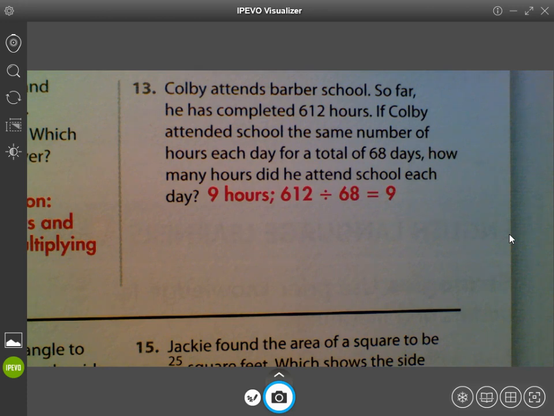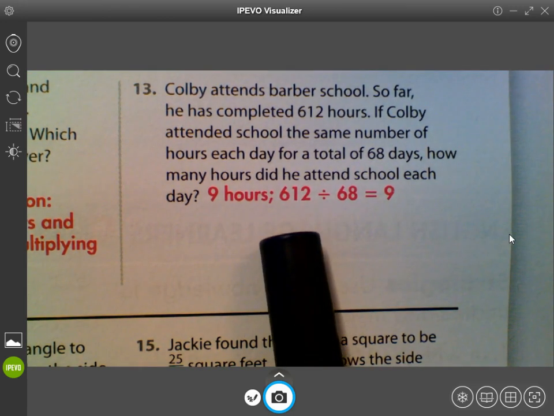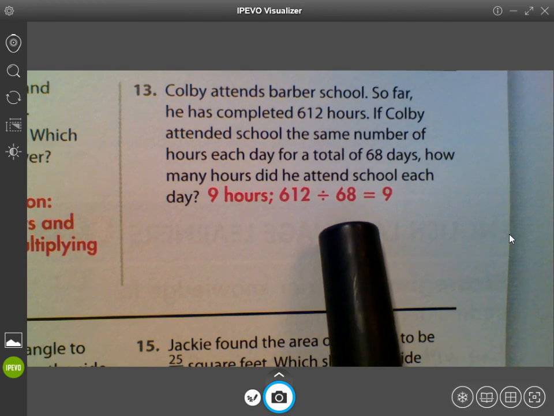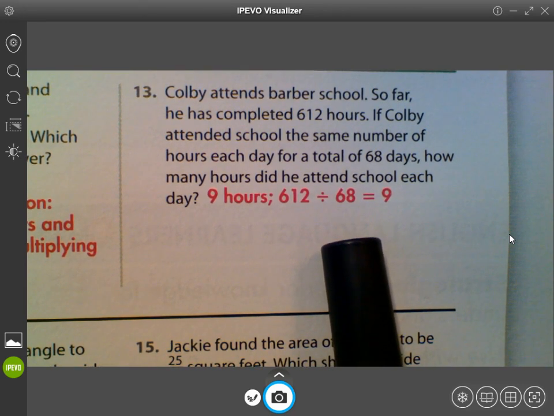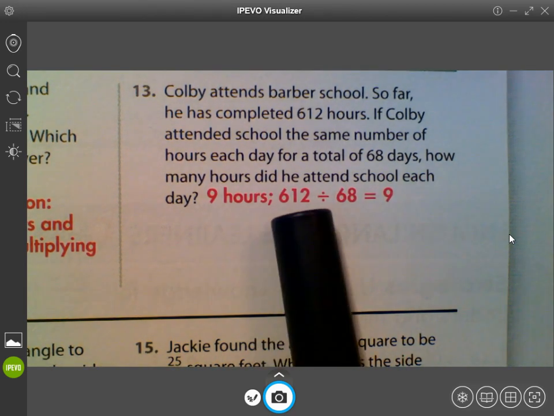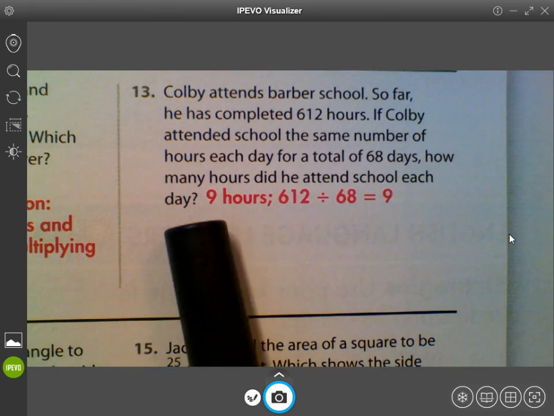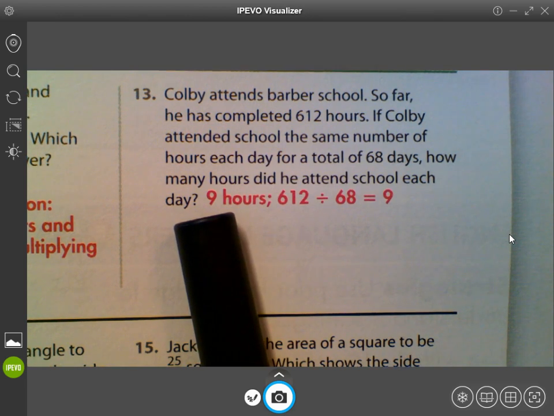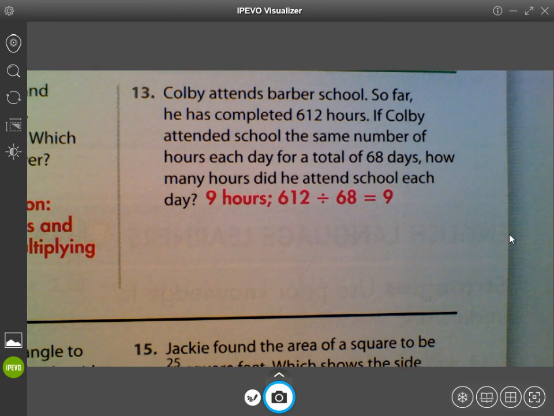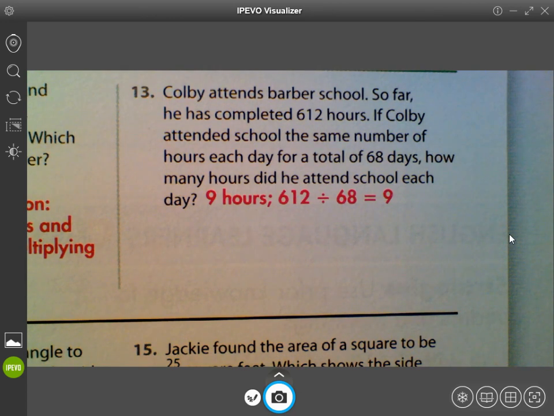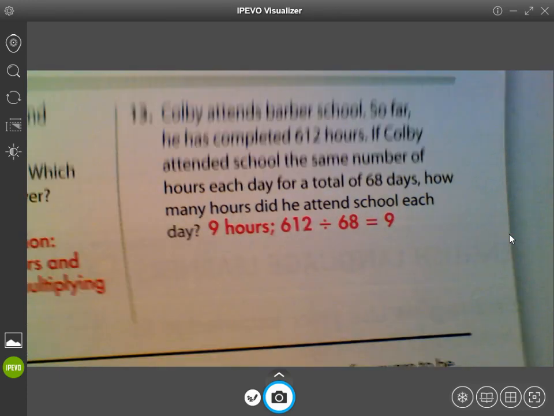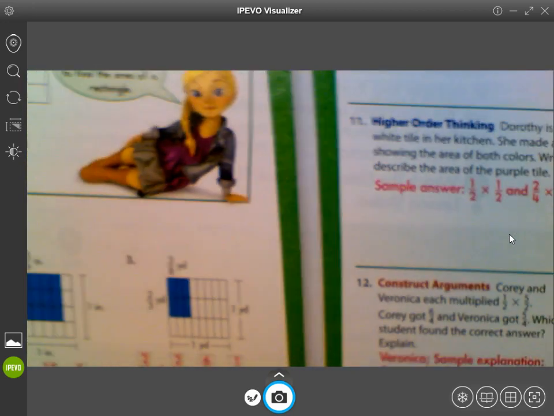So we would need to take the amount of hours he's attended and divide it by the amount of days he attended to figure out how many hours per day he is attending. So if we take 612 and divide it by 68, we end up with 9, or 9 hours. How do we feel about number 13? Number 13, 1 through 5, how do we feel? Okay. All right. I'm going to go back to the other page for Eosius to correct his homework.